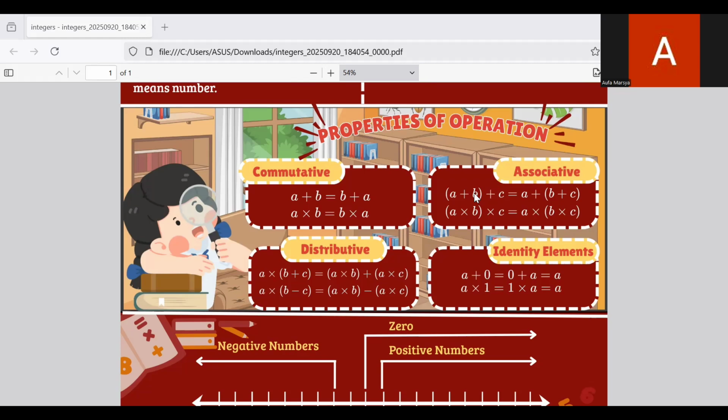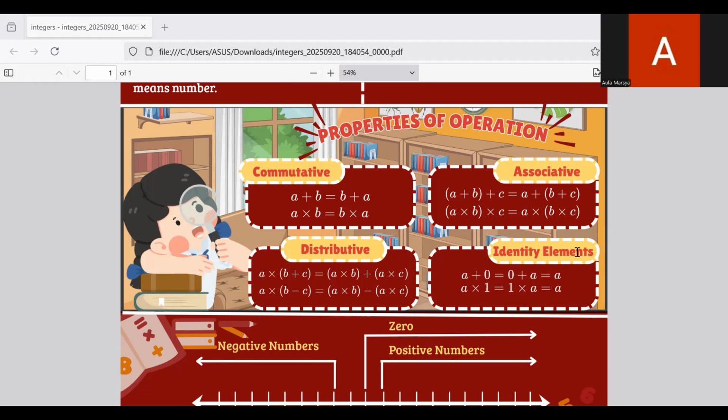Third, distributive. A times B plus C in brackets equals A times B in brackets plus A times C in brackets, and A times B minus C in brackets equals A times B in brackets minus A times C. The operation of multiplication over addition and subtraction can be spread to each number in parentheses.